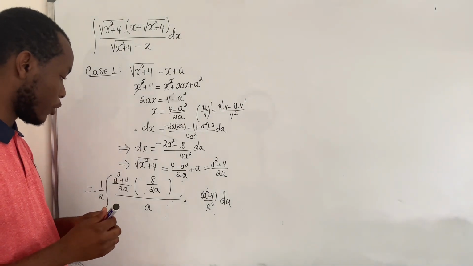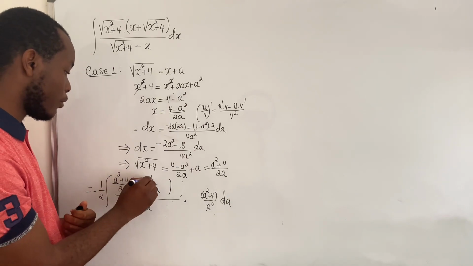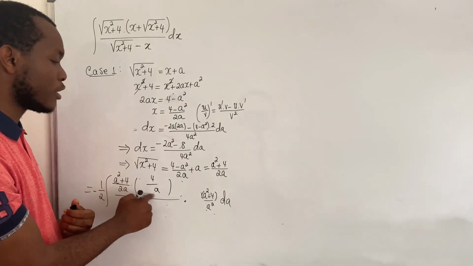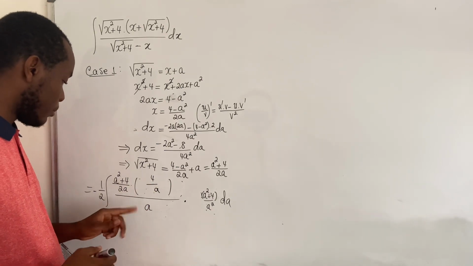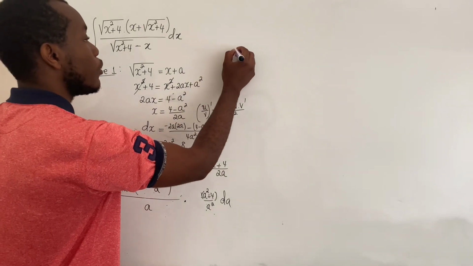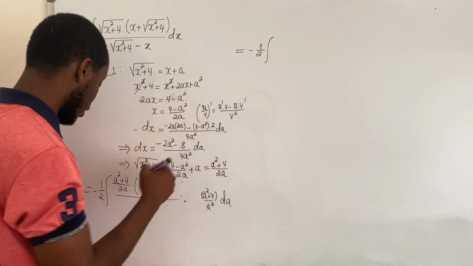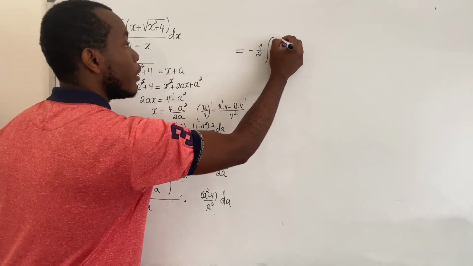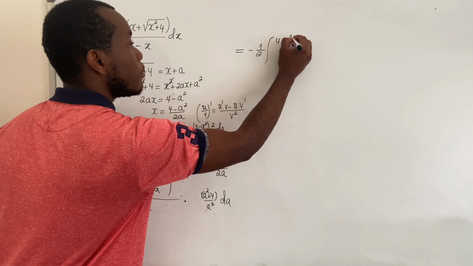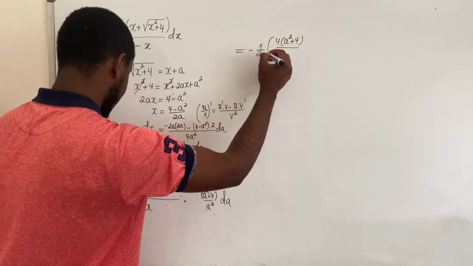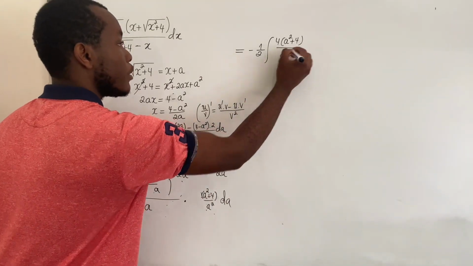We have this expression, and this we can simplify. It's going to be 4 over a, because these simplify. We're just reducing. Now we have this expression multiplying this expression, which is going to be equal to minus 1 over 2 integral, in this case, of, if we multiply, 4 times a squared plus 4 over 2a squared.